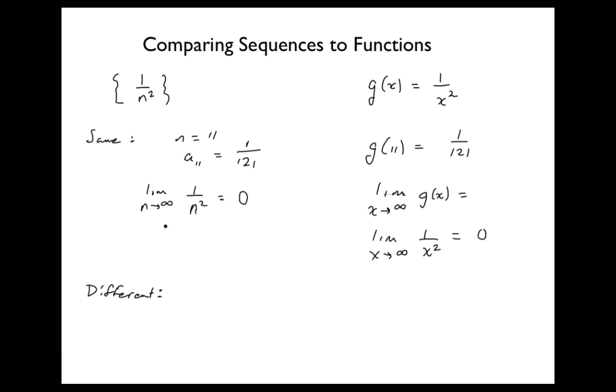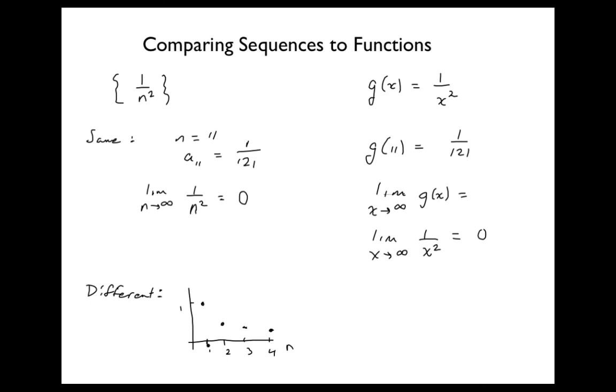So if we think about a graph, if we were to graph each of these, values of n only take on the counting numbers, right? And so then what do we get? We only get 1, 1/4, 1/9, 1/16. We just get a bunch of discrete points, right?